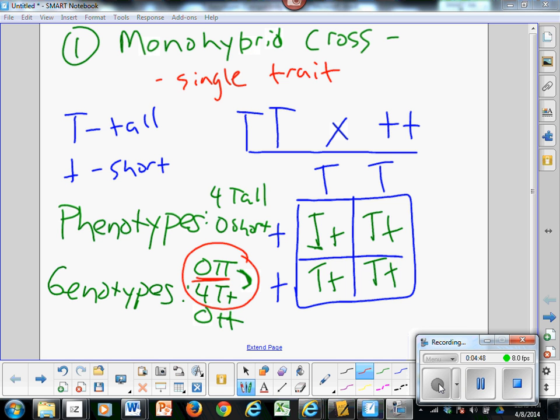But this individual, although it's tall, could have short children because they could pass on that little t. So at this point in time, you're right, there's not a big difference. It's just a matter of what they can pass on to their children. And this kind of shows how traits can actually skip generations.